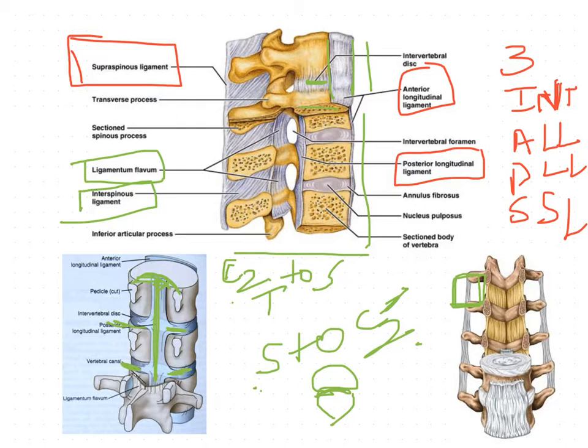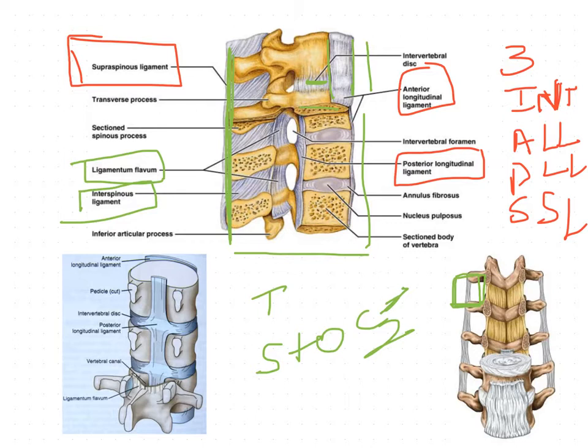Next, the next intersegmental ligament is the supraspinous ligament. This is one of the ligaments of the intersegmental ligamentous system, which runs along the tips of the spinous processes. Here we can see the tips of the spinous processes.